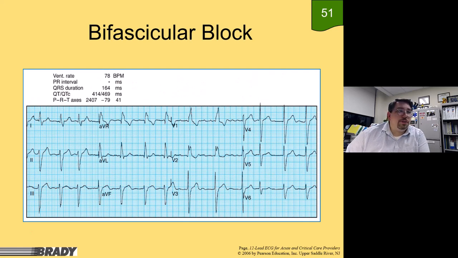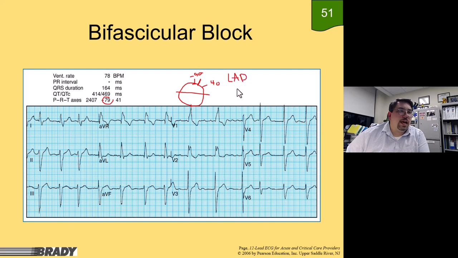Again, another example you can see here of a bifascicular block. In this case, negative 79. And on our wheel of axis, again, negative 79 is going to fall right up in here. So here's our negative 40. This is going to be our negative 90. And somewhere right up in here will be our negative 79. That's going to be left axis deviation.